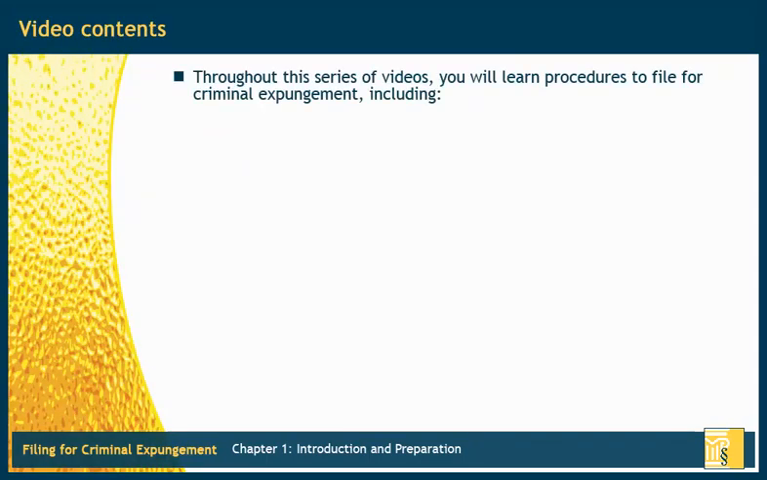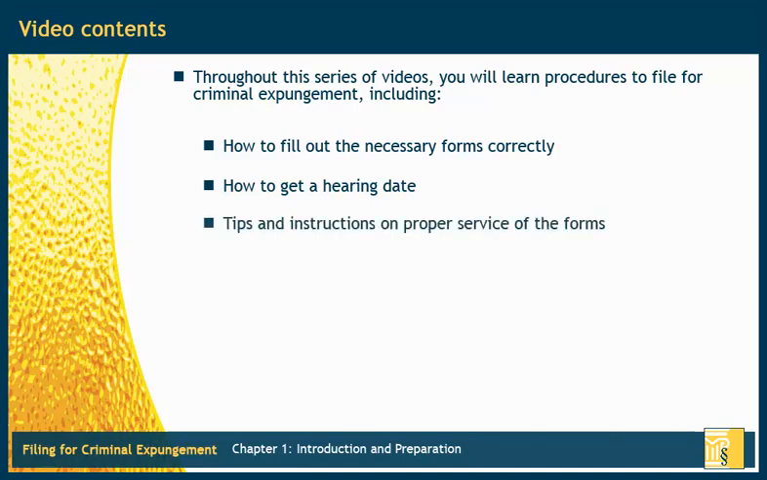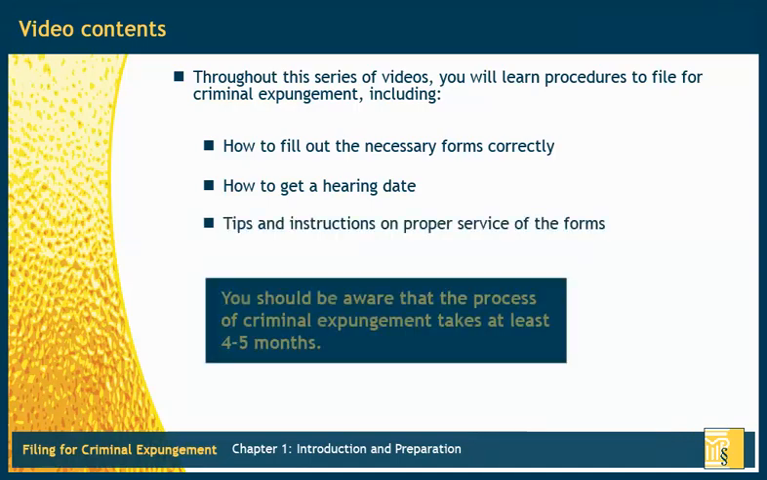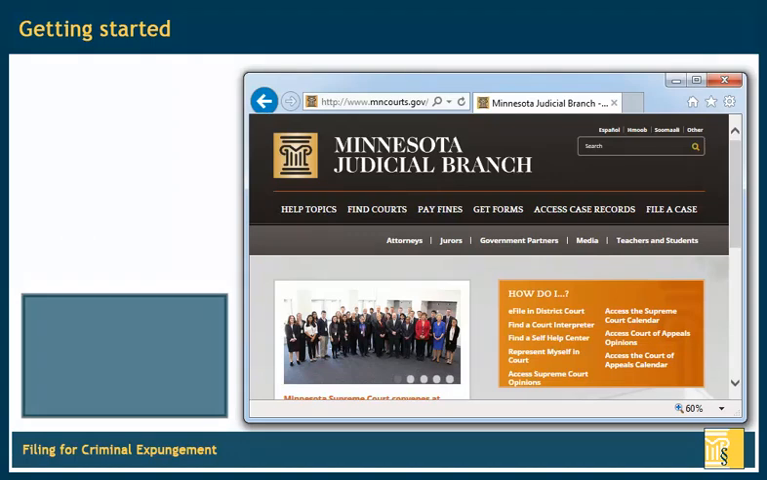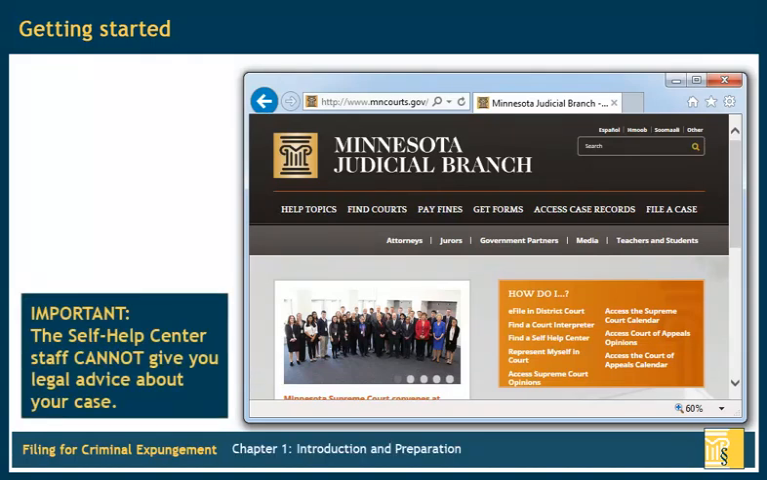In the Filing for Criminal Expungement series of videos, you will learn procedures to file for criminal expungement, including how to fill out the necessary forms correctly, how to get a hearing date, and tips and instructions on proper service of the forms. Be aware, the process of criminal expungement takes at least 4 to 5 months. It is important to remember that self-help center staff cannot give you legal advice about your case.